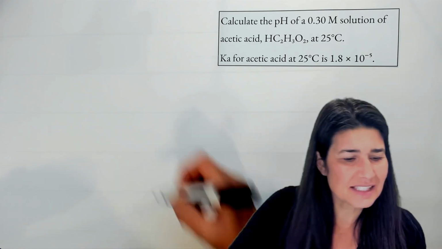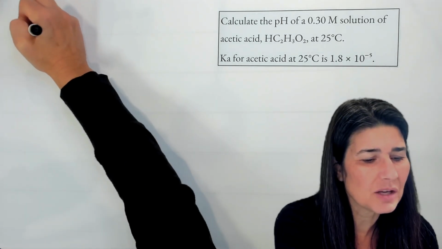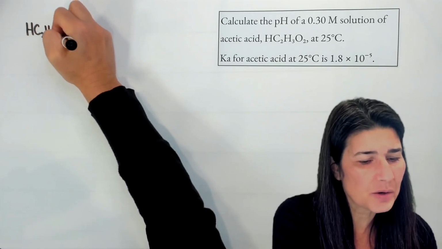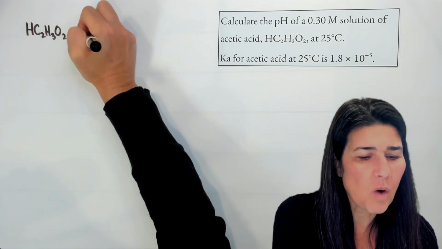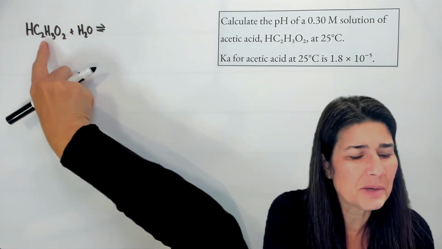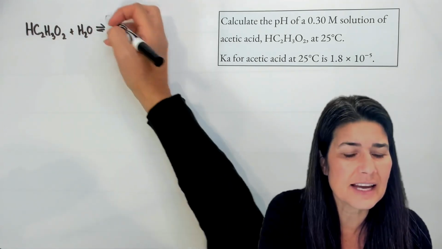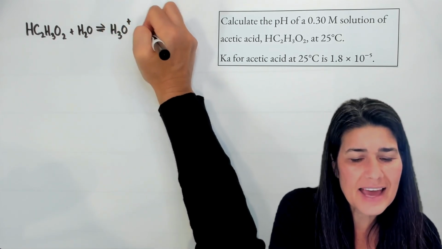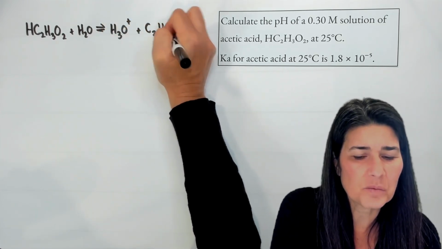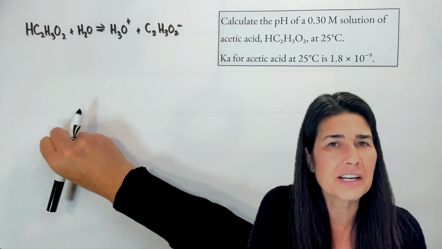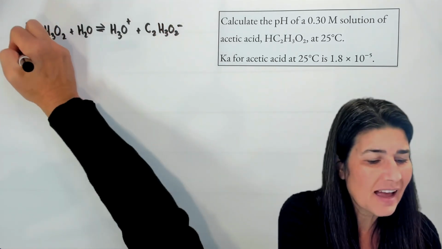So let's take our acetic acid and put it in water. HC2H3O2 plus water. It dissociates a little. We use equilibrium signs. It gives off some of its H+. We get hydronium, H3O+, and the acetate ion will be left behind. We took our acid in water. Now we're going to go ahead and ice it.